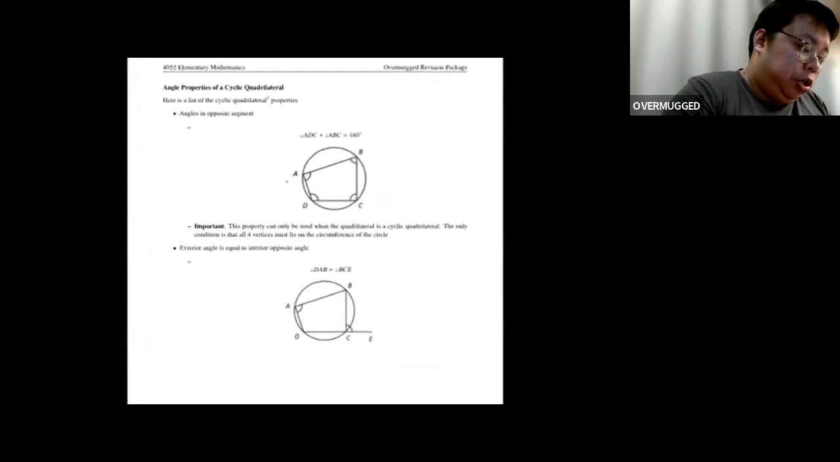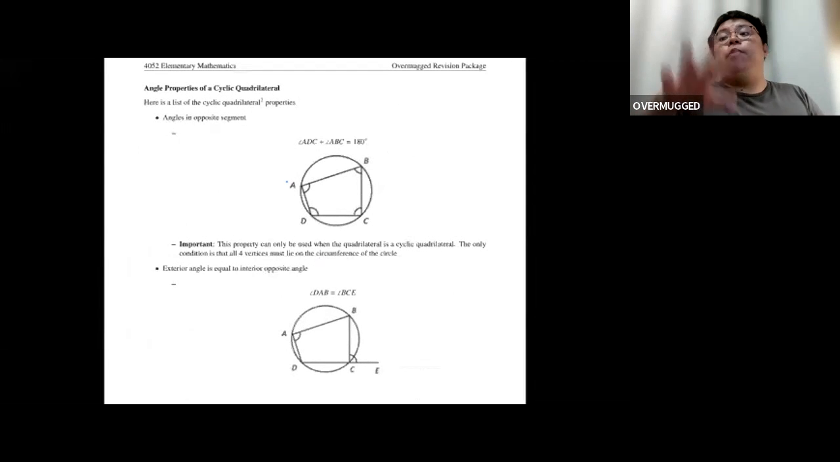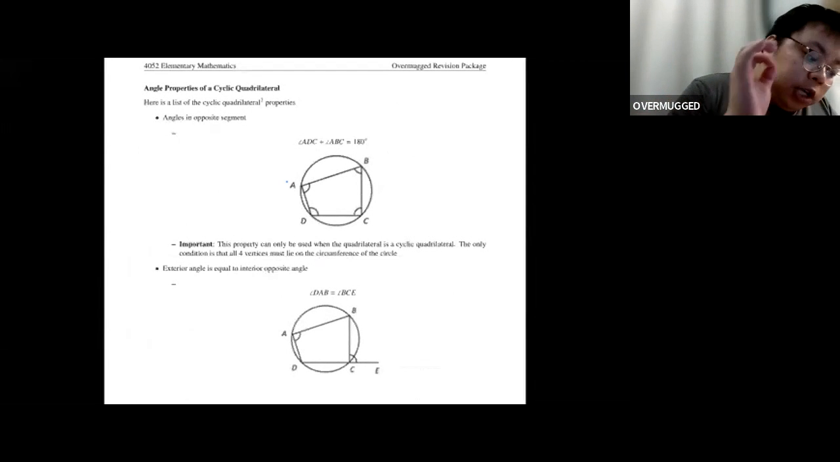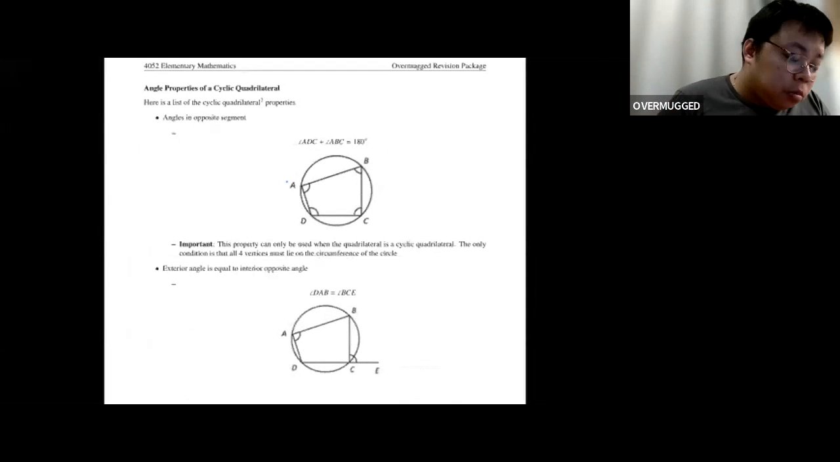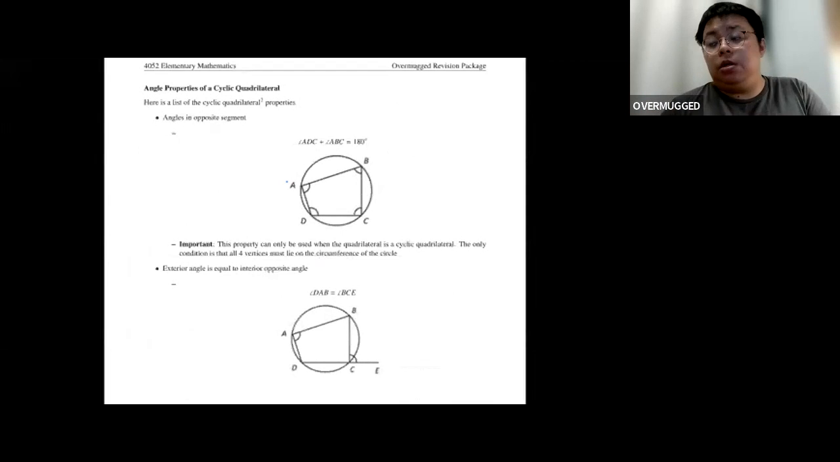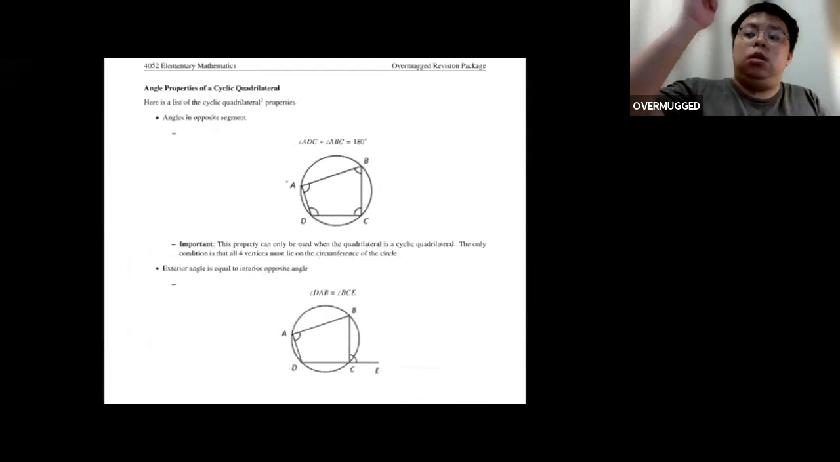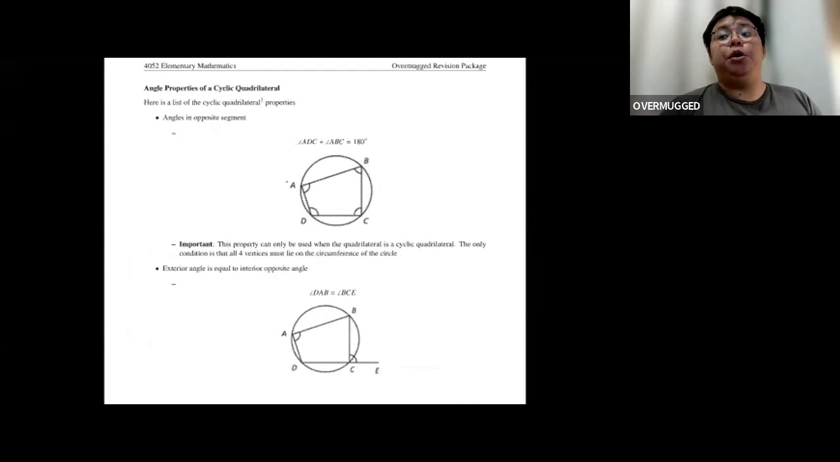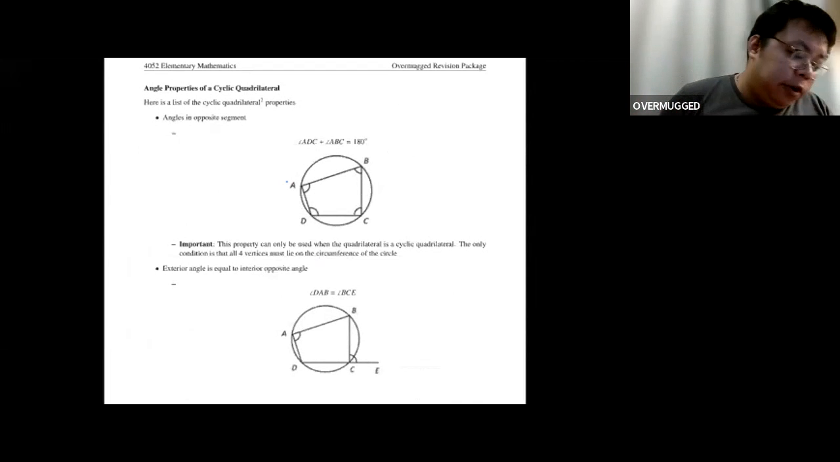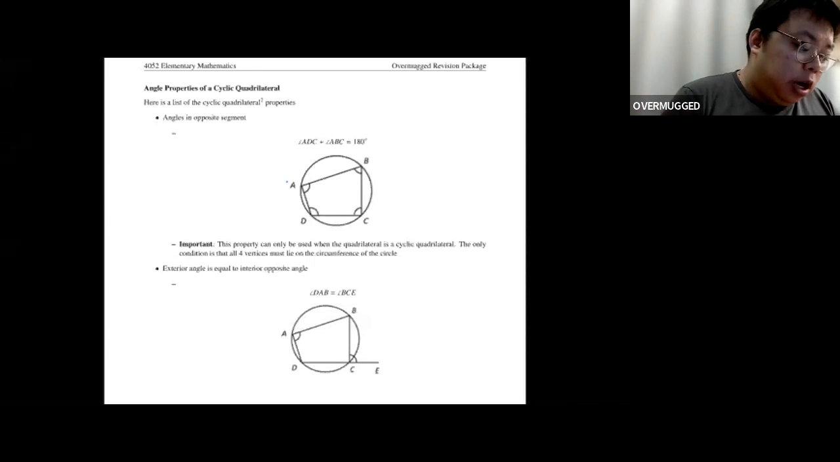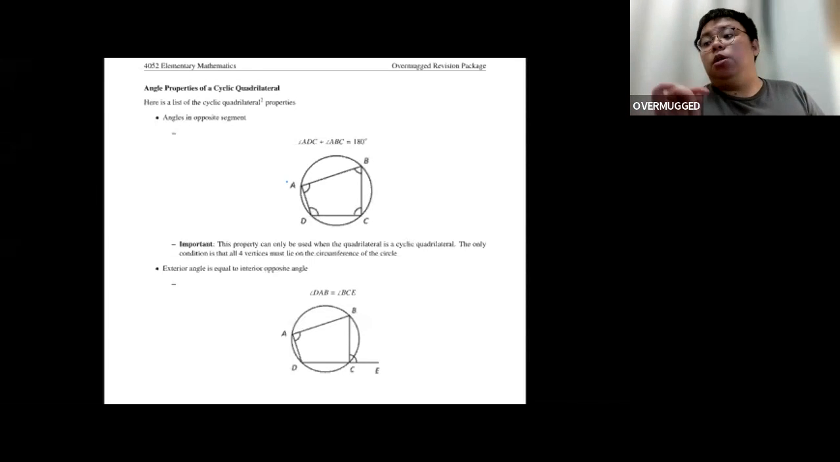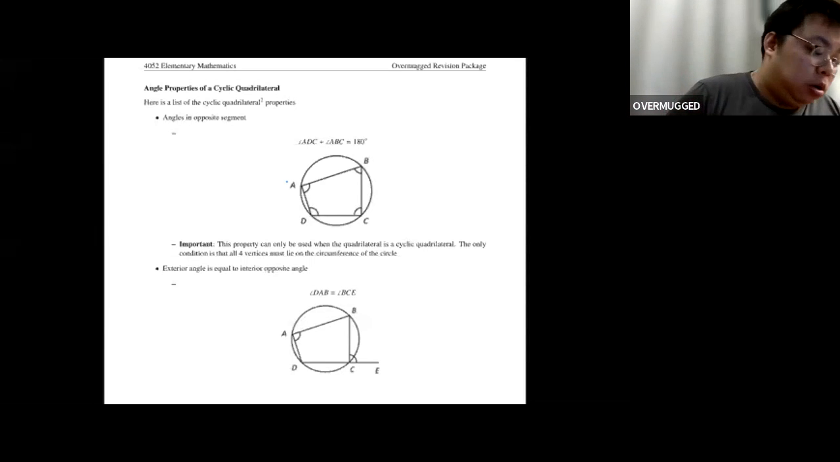Next one, cyclic quadrilateral. This is the very last concept. A cyclic quadrilateral means a four-sided figure within a circle. If you have a four-sided figure within your circle, you need to remember that the opposite angles are supplementary, so they add up to 180. And a very common, or not so common, property is at the bottom there: the exterior angle is equal to the interior opposite angle.